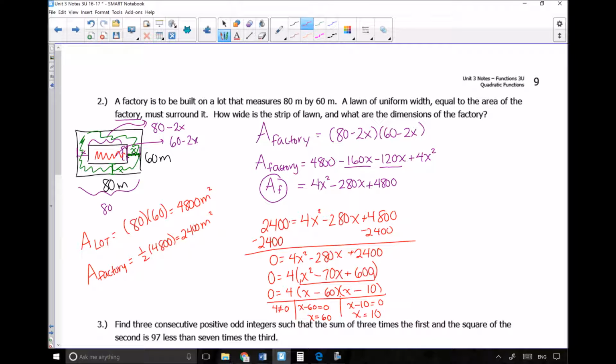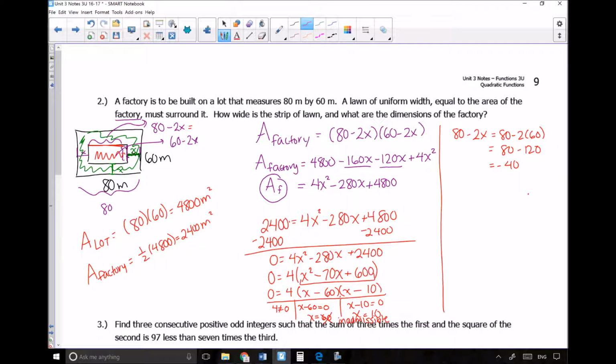But if I go back in here and I plug in 60 into my new dimension here, we know that this is 80 minus 2x, but if x is 60, then it would be 80 minus 2 times 60, which is 80 minus 120, which is negative 40. And negative 40 is not possible for a length or a width. So we're going to say that the 60 right here is inadmissible. It's not possible for x to be equal to 60.